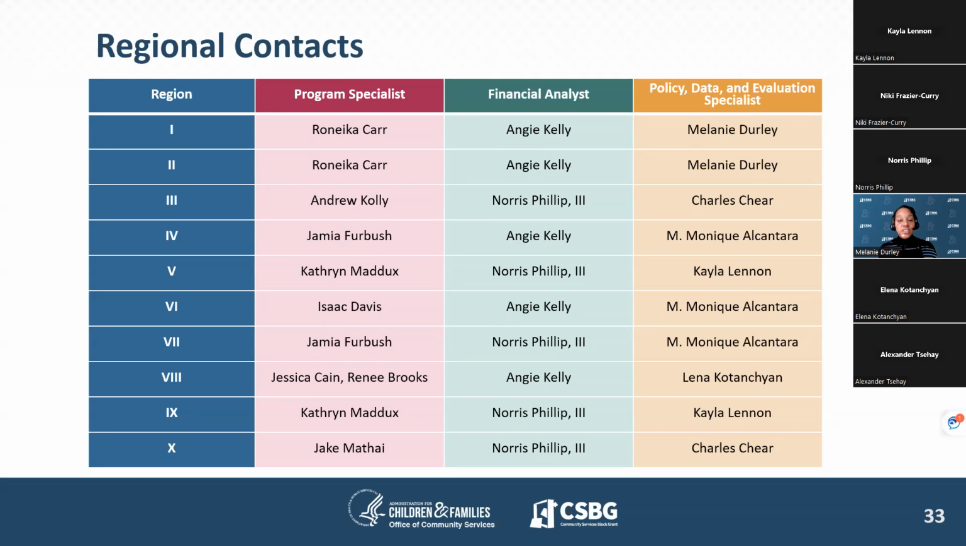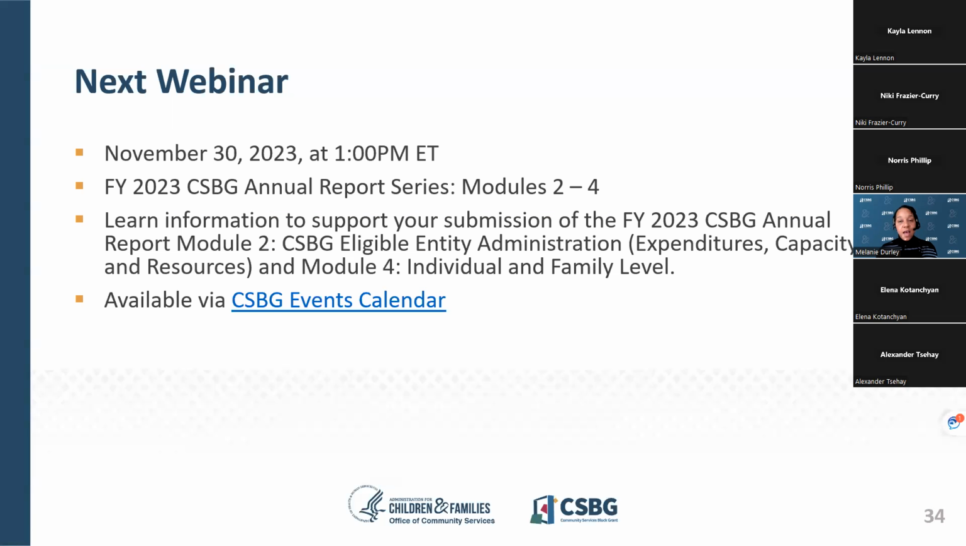Every branch in our division supports each region with a federal team that includes a program specialist, a financial analyst, and a policy data and evaluation specialist. So here, if you locate your region, you can find the contacts assigned to your region. As a reminder, always copy your assigned contacts during communication for prompt responses.